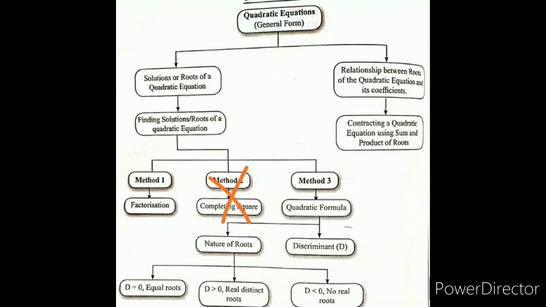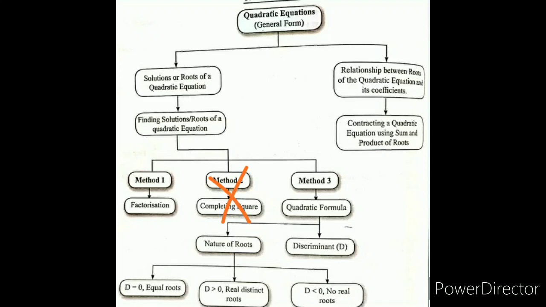Now, the factorization method we know from earlier classes, from Class 7 to Class 9. In all those classes, we have seen this factorization method used to factorize the quadratic equation. But the quadratic formula is entirely new. And also, we will know the nature of roots on the basis of this quadratic formula, which contains the discriminant.